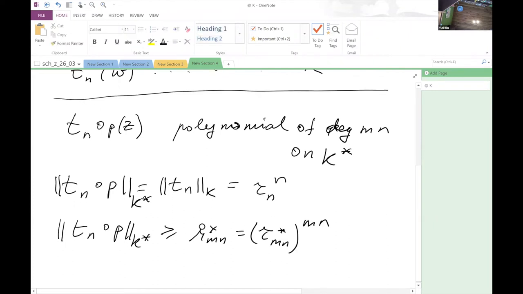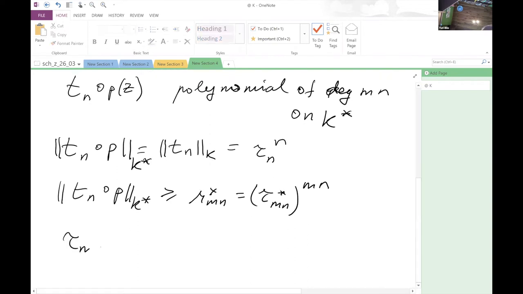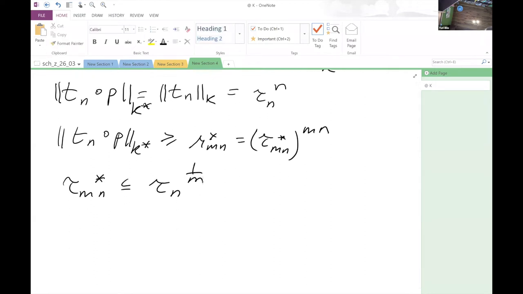And so what we obtain? We obtain that tau mn star raised to power mn is bounded by tau n raised to power n, and so this will be tau n to the 1 over m. And taking the limit, we obtain, because n is arbitrary, that tau star is bounded by tau to the 1 over m. So we proved inequality in one direction. We want to show that these two quantities are the same, but now we proved inequality in one direction.